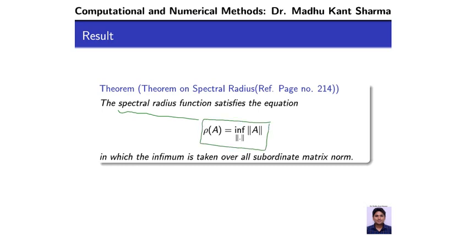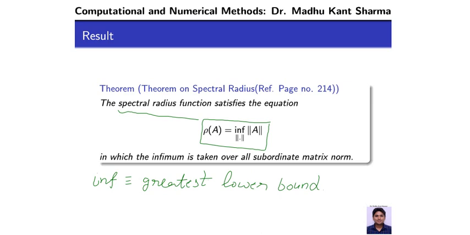If you recall the meaning of infimum, what is the meaning of infimum? Infimum means greatest lower bound. Greatest lower bound. Then take the infimum over it. That is actually equal to the spectral radius of A. So one way is very much clear. If you look at the proof, one way can be given easily.